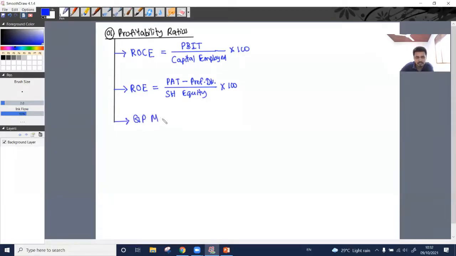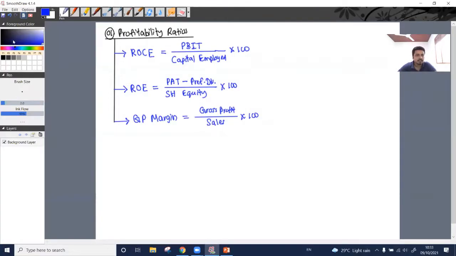GP margin, we called it as gross profit margin. How can we compute that? Gross profit margin. Gross profit over sales. We usually present it as a percentage. That is why we need to multiply it by 100. Right? Gross profit over sales.